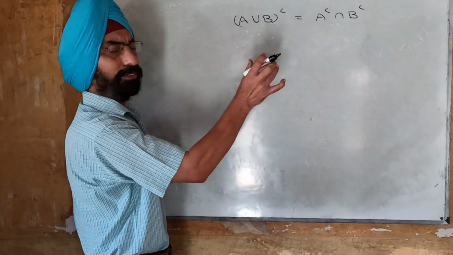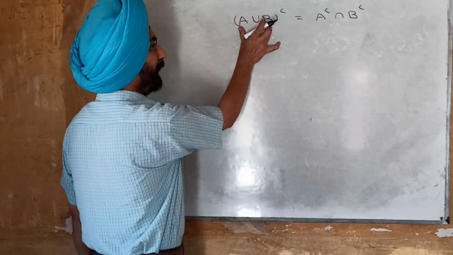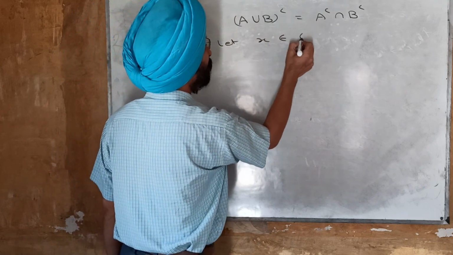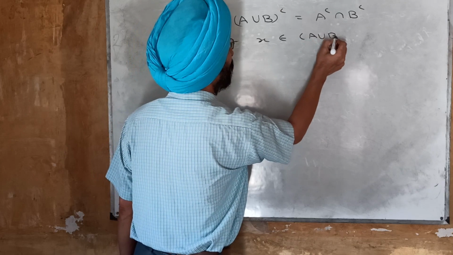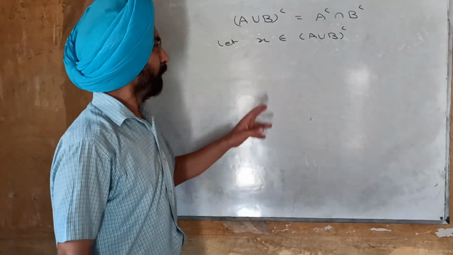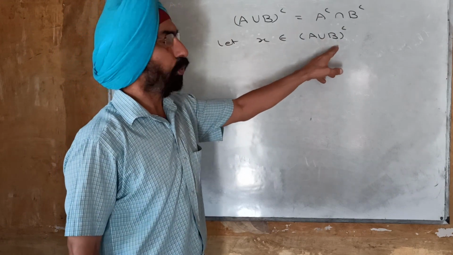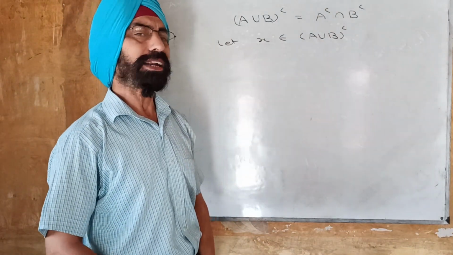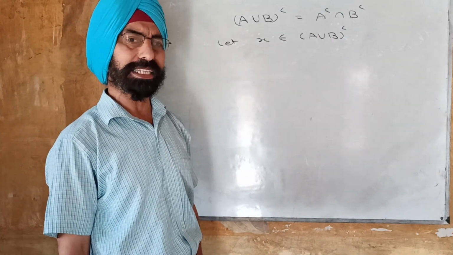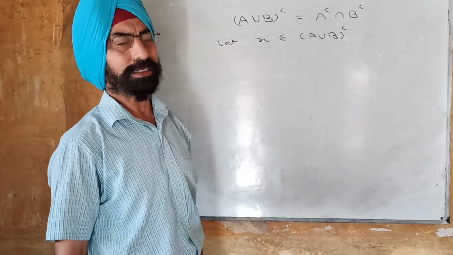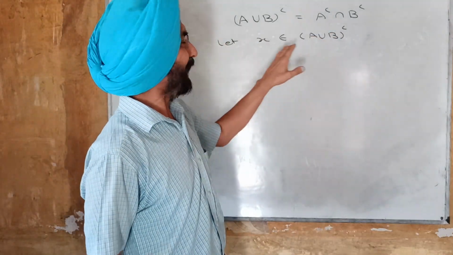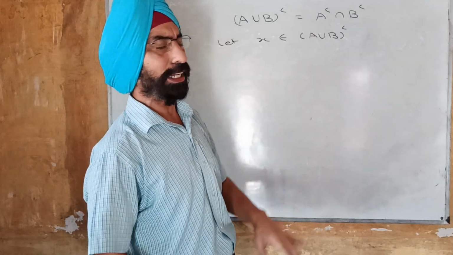What I am going to start with, I am taking one arbitrary element from here. Let x be an arbitrary element of the set (A union B) complement. Now x belongs to (A union B) complement. And what is (A union B) complement? (A union B) complement means everything other than A union B. That means if x is in the complement of this set, then x cannot be a member of A union B.